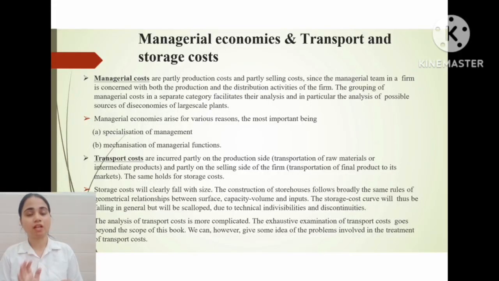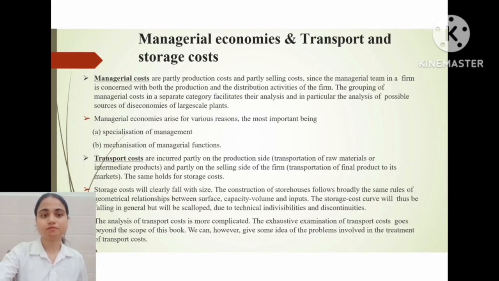The analysis of transport cost is more complicated. The exhaustive examination of transport cost goes beyond the scope of this book. We can, however, give some ideas on problems involving the treatment of the transport cost.